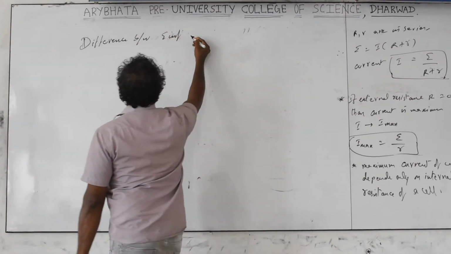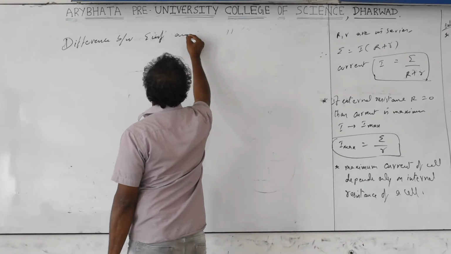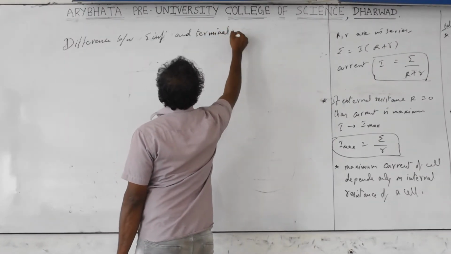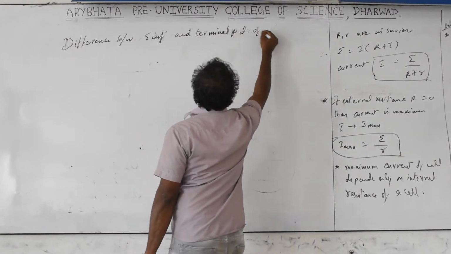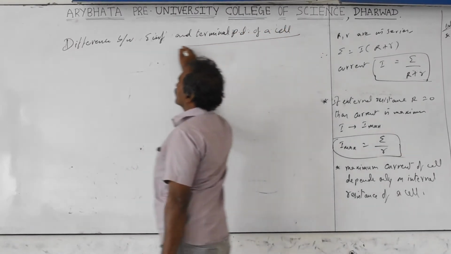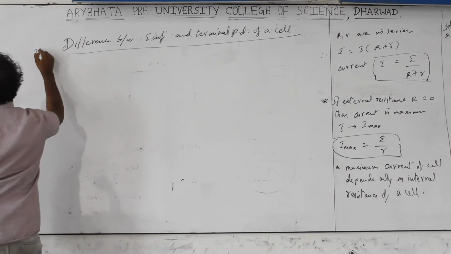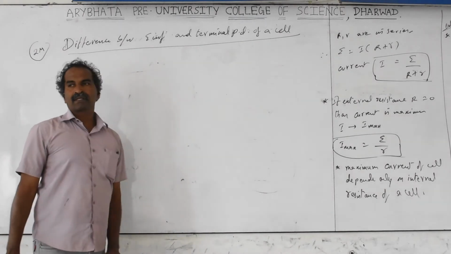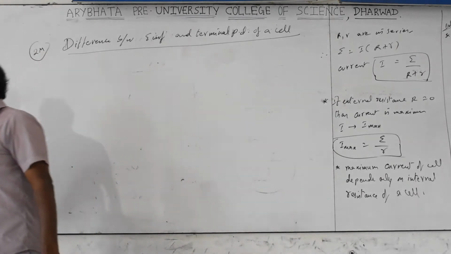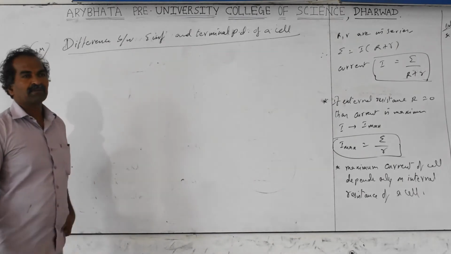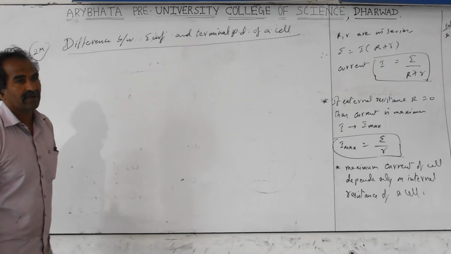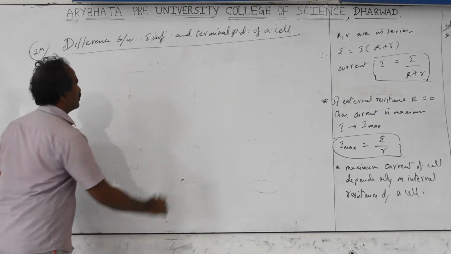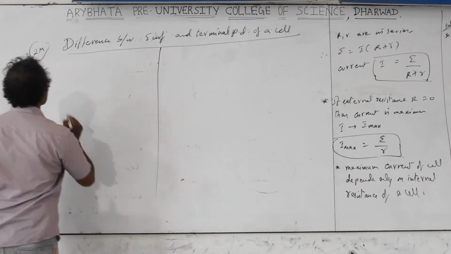The difference between electromotive force and terminal potential difference of a cell. This will be asked as a 2 marks question. Terminal PD means terminal potential difference, I am using PD for potential difference. We can take it in the form of a table also, which is left to your choice.